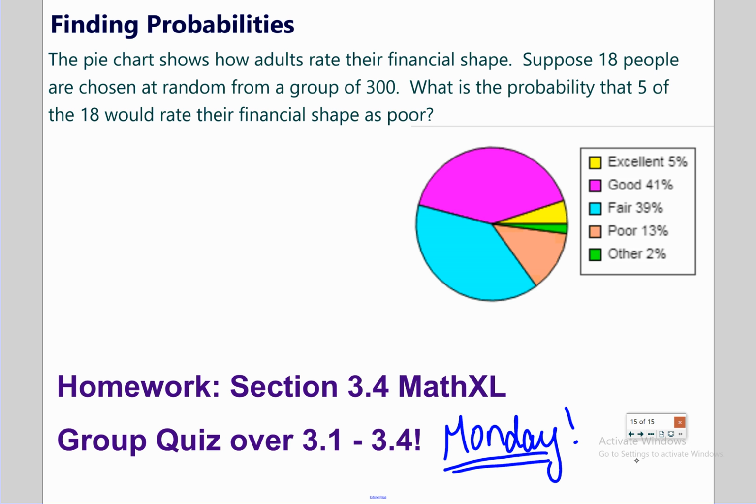Now, what you need to know from this graphic is exactly how many people rated their financial shape as poor. And they're not giving us a number here, they're giving us a percentage. 13% of what? 300. So you need to do that math first. 13% of 300 gives you 39. There are 39 people in this group of 300 that have rated their financial shape as poor. Okay, so see if you can set it up and calculate that probability. It's very similar to the kernel example if you want to use that to help you.